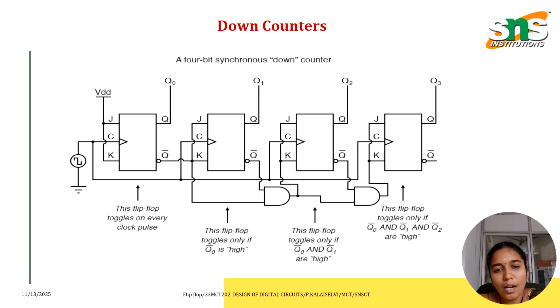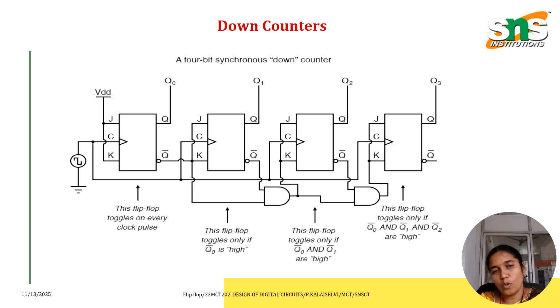The third one: if Q0 bar and Q1 bar are both high, the third flip flop will toggle. Similarly, if Q0 bar, Q1 bar, and Q2 bar, the first three outputs, are all high, then only the fourth flip flop will toggle. Likewise the down counter will work. The down counter counts values like 9, 8, 7, 6, and so on.